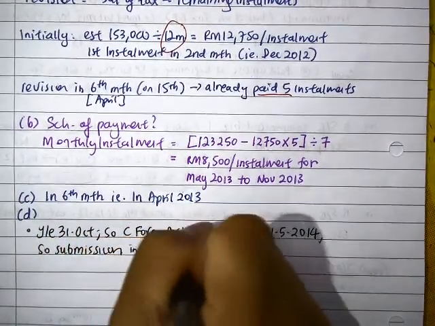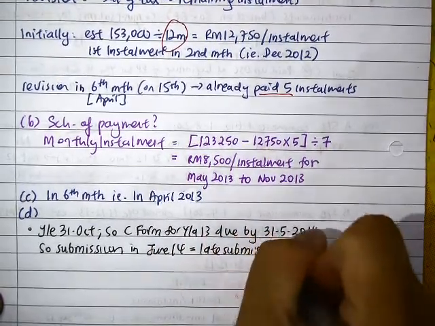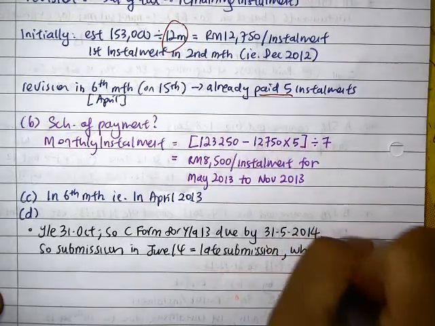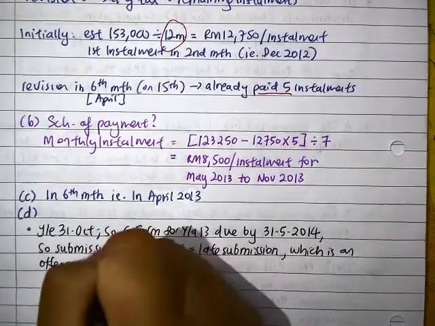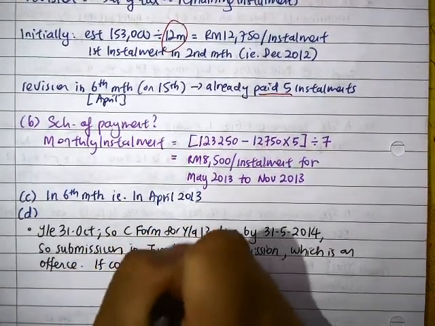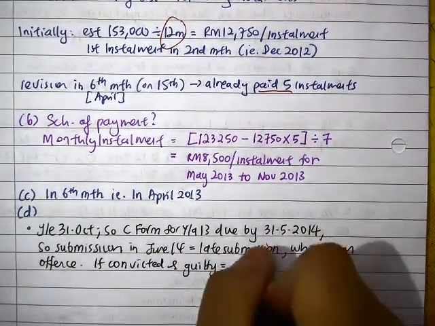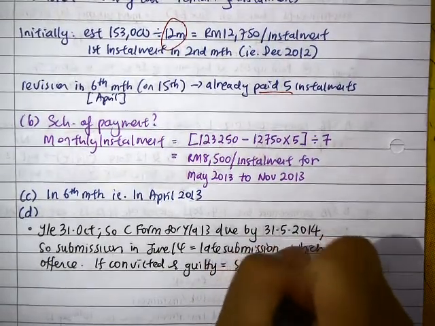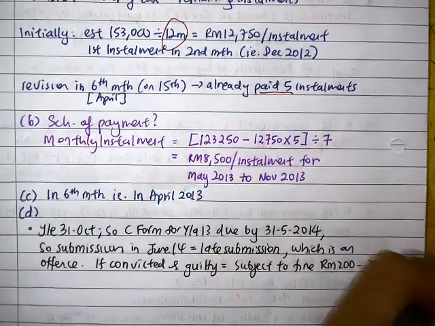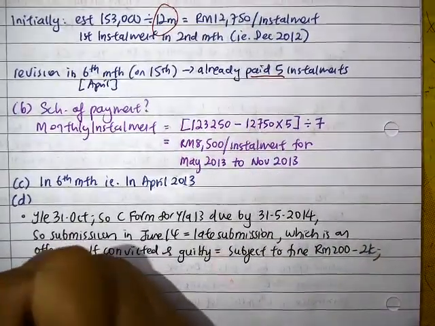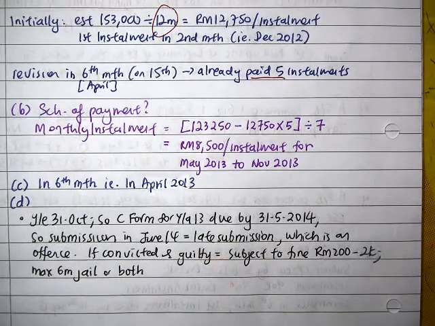So submission in June 2014 means there's a late submission, which is an offense. If convicted and guilty of an offense, you can be subject to a fine between 200 to 2,000, maximum 6-month jail, or both.